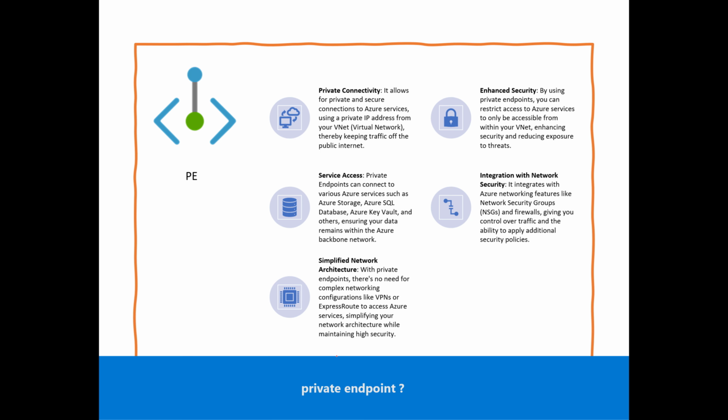All right. When we say private endpoint, we say private connectivity, which allows a private and secure connection to Azure services. For service access, a private endpoint connects multiple Azure services such as Azure storage. For example, we can create an endpoint only to connect to blob storage in Azure, or only to file share in Azure. And it simplifies network architecture today. With a private endpoint, there is no need for complex networking configuration like VPN or ExpressRoute to access Azure services. And for the security part, it is a better approach.